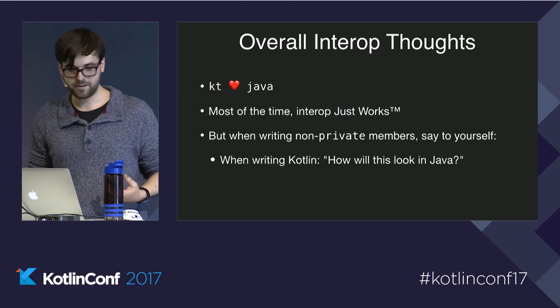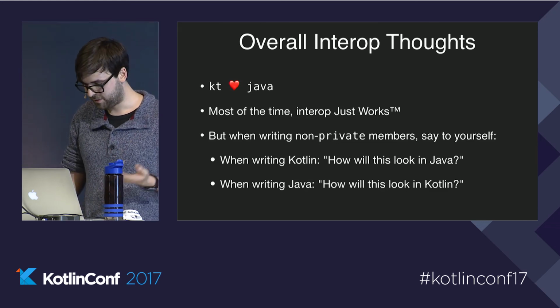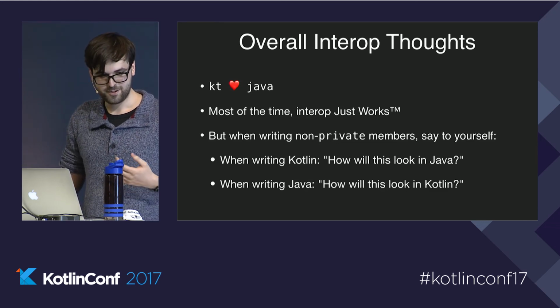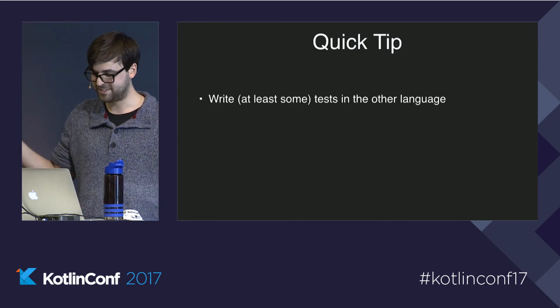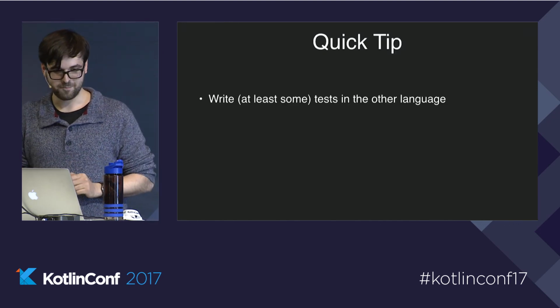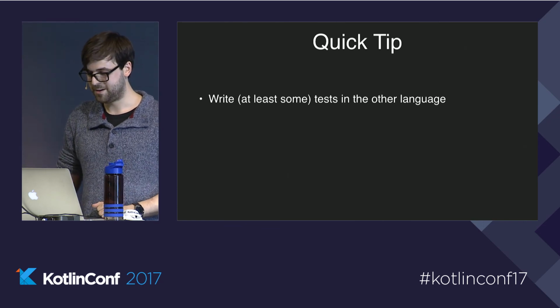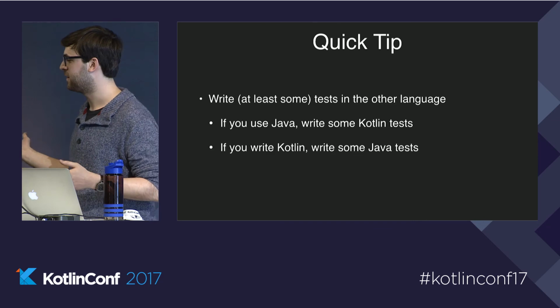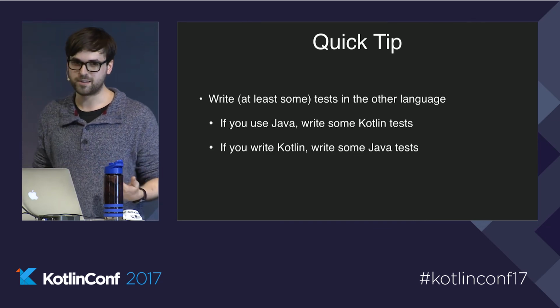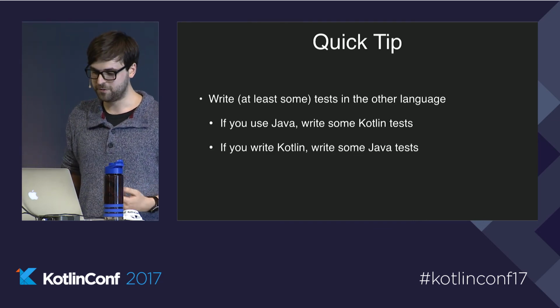And a quick tip about how you can do this: write some tests in the other language. You're all writing a lot of tests, right? More tests than you could possibly write. So you have many tests left to write. You should write some in the other language, right? Don't write everything in Kotlin if you're using Kotlin. Write some Java tests just so you can see what the API looks like, right? Eat your own dog food once in a while.